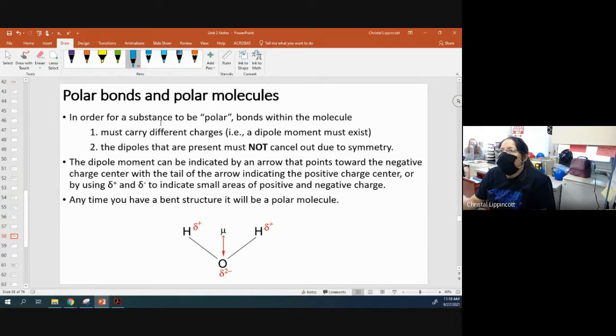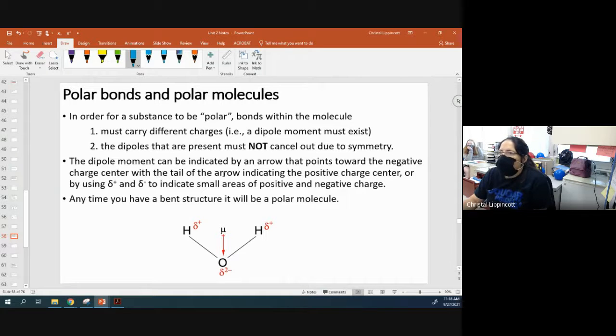All right. So in order for a substance to be polar, it has to carry different charges. It has to have a dipole moment. And we've talked about this before when we were in chemistry, okay? Essentially, stop looking at the clock and listen to me. Essentially, if it has a lone pair of electrons on the central atom, lone pairs of electrons are going to be polar, okay?